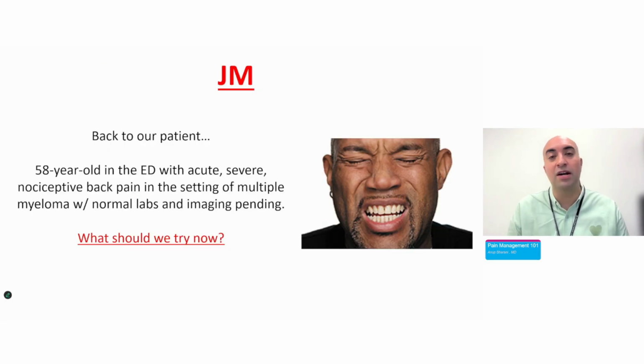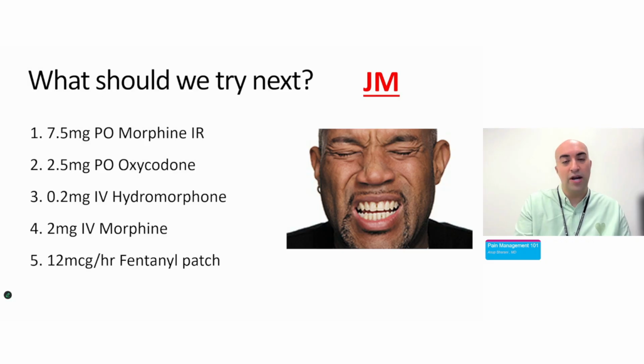All right, so let's talk back to JM a little bit. He's 58. Remember, he's in acute severe pain. We think it's myeloma related, normal labs, and we're waiting for further guidance based on his imaging to see what other teams we can tap into and what other medications we might be able to give. So for JM, what would we want to try right now? Take 20 seconds to look at these answers and come up with what you think you would want to try.